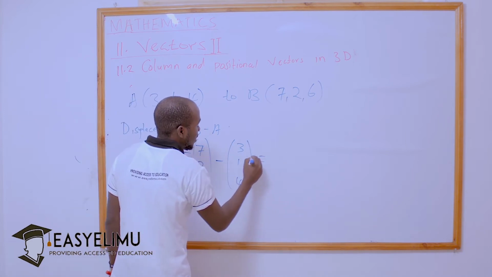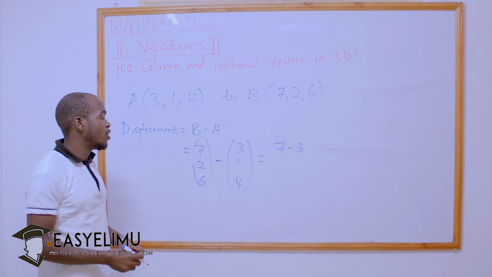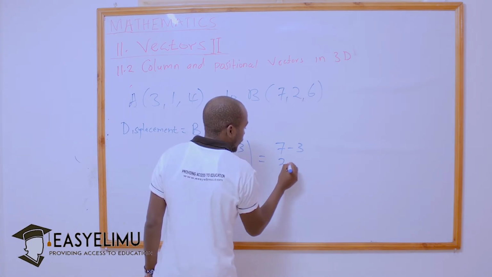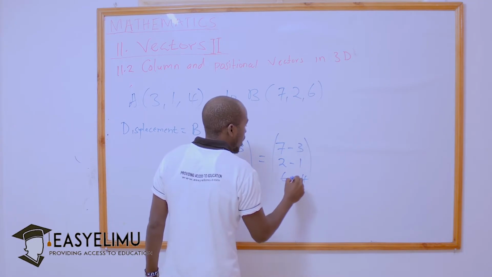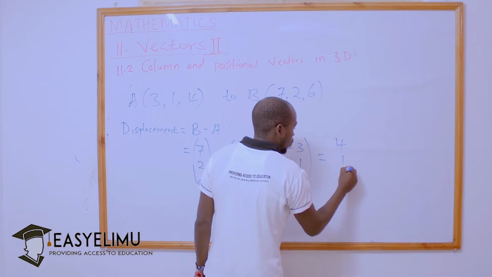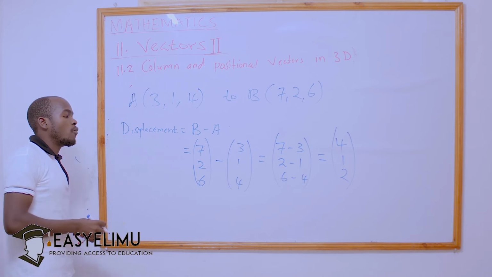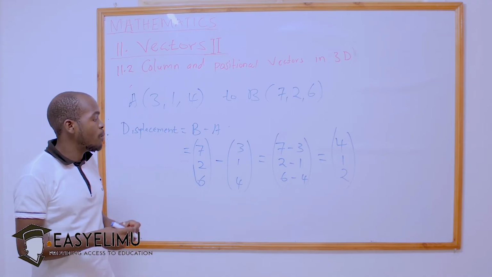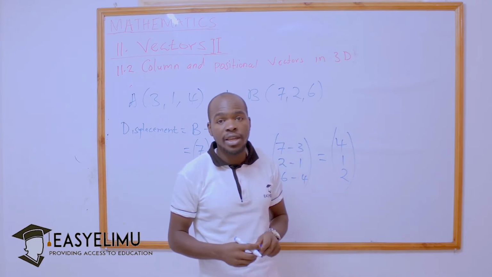So if you do that, it's the same as taking 7 minus 3. We are subtracting the corresponding values in X, Y, Z direction. So it is 2 minus 1. And this one is 6 minus 4. And if you do that, here we are going to get 4, 1, 2. Whatever we have found here is now what is called column vector, in which A was displaced to B. So that is the column vector of displacement. So that is what it gives us in 3 dimensions.